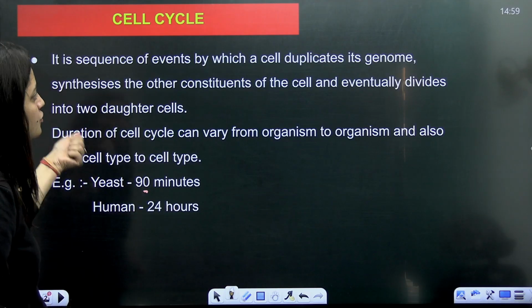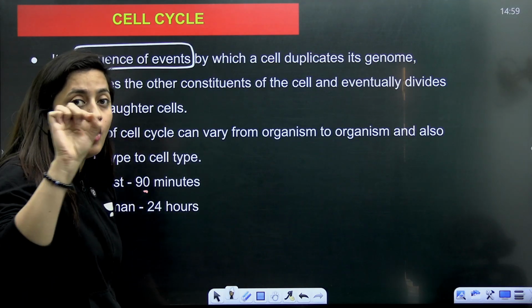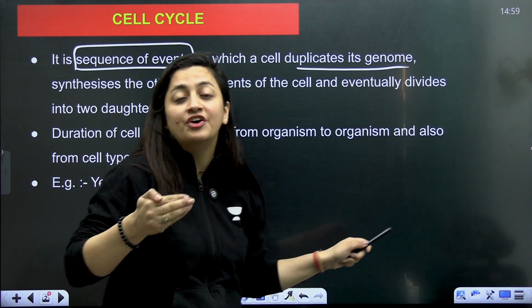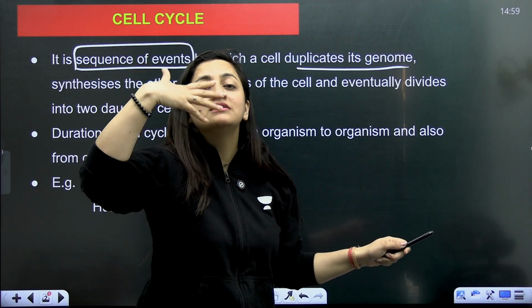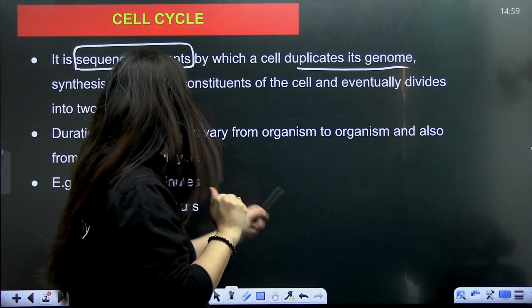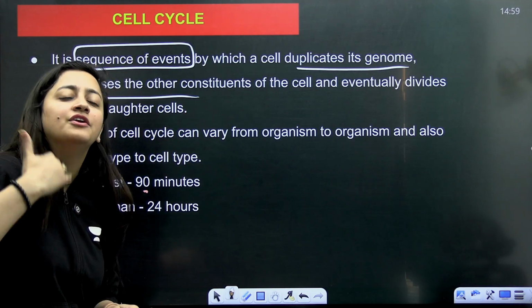So let's get started. When we talk about the cell cycle, it's a sequence of events in a proper order, in which the cell has to duplicate its genome, that is its genetic information. Here we consider the haploid content of that genetic information as well, because it will also have the same genes. Then the synthesis of other constituents of the cell, and eventually the cell will divide into 2 daughter cells.